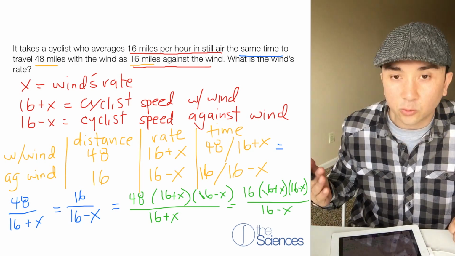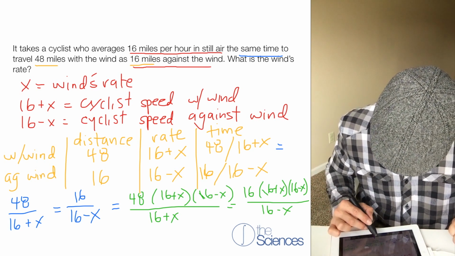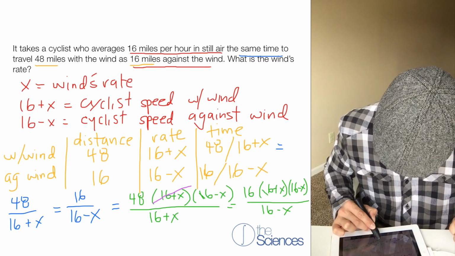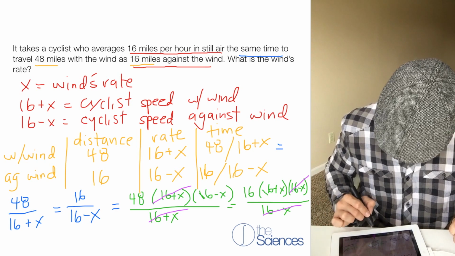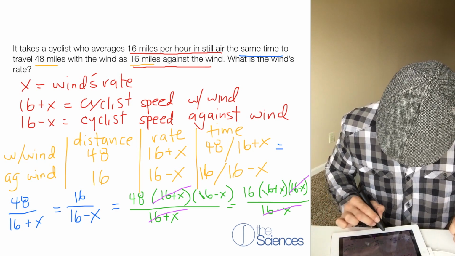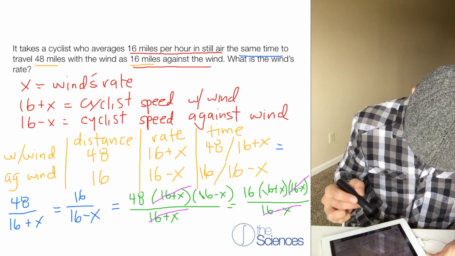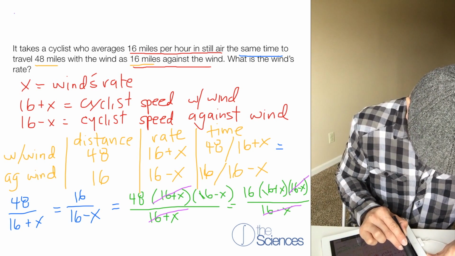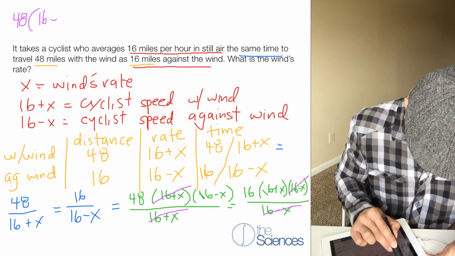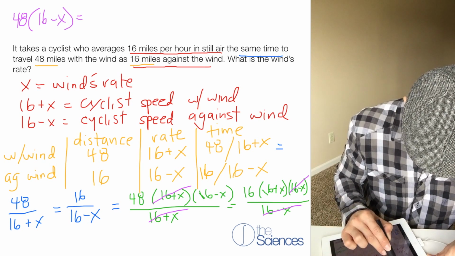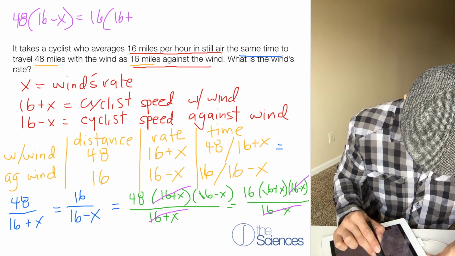So now we can cross cancel our like terms. So here we have 16 plus x, we have 16 plus x, here we have 16 minus x, and we have 16 minus x. So now that gives us, right here, 48 times 16 minus x equals 16 times 16 plus x.